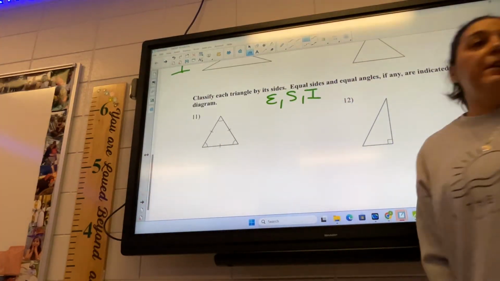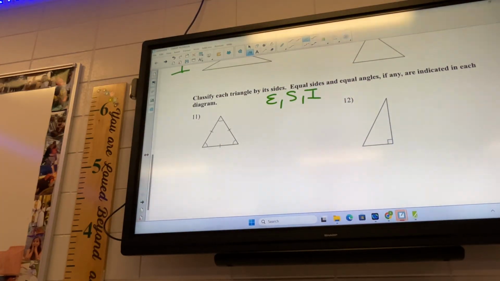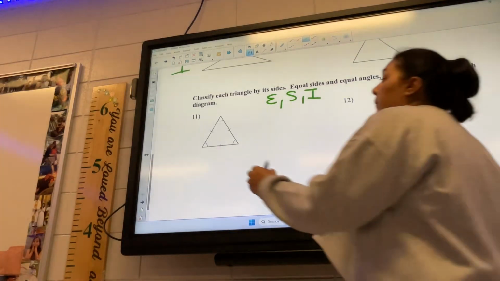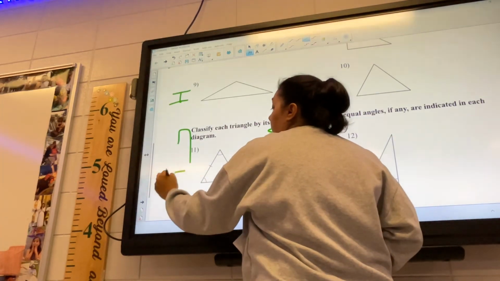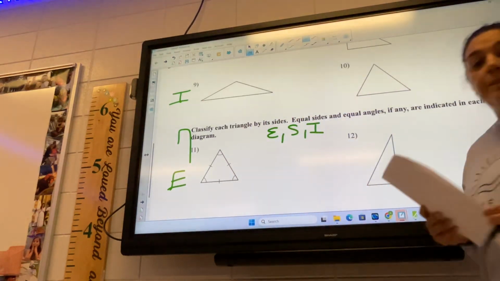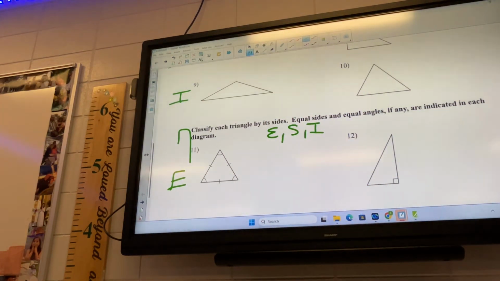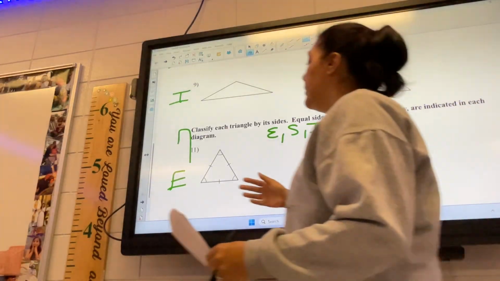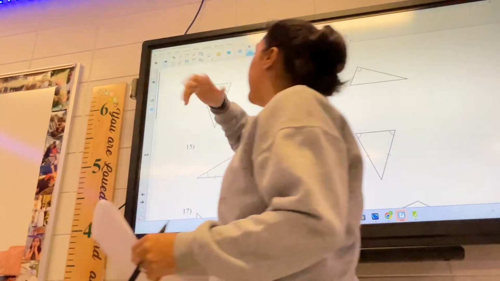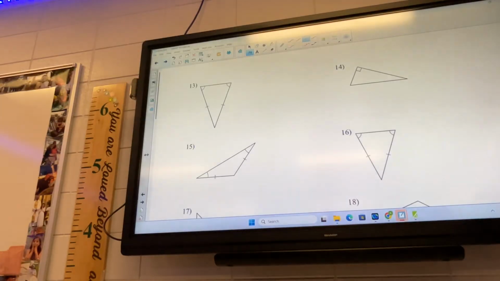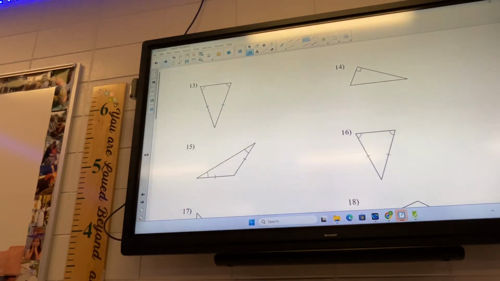So, look at 11. How many sides are marked? 3. So what is that going to be? An equilateral. Okay. That one's going to be an E. Okay, the first part is the hardest part. 1 through 10 is the hardest because it's kind of hard to tell without the markings. Okay, look at number 13. Flip your page.